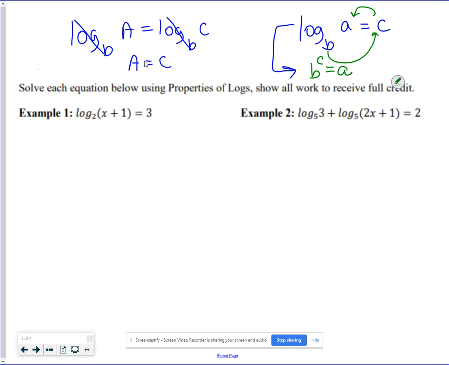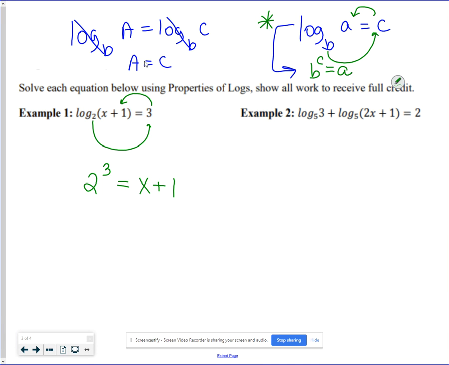All right, so let's look at example 1 here. We got log base 2 of the quantity x plus 1 is equal to 3. So it's in this form here. It's in the form of log of something equal to a number. So we're going to just start with the base, because it's all about the base. So you go 2 to the third power is equal to x plus 1.